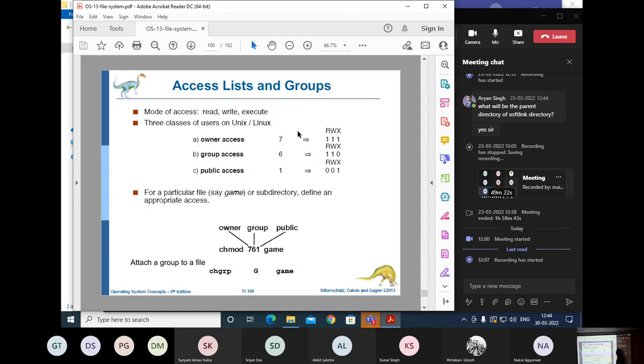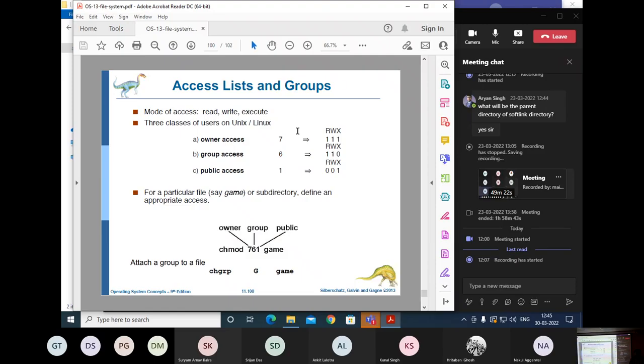Essentially, how would you write it? If you do an ls -l or something, you would actually see these types of bits, like RWX. So you just append them: first owner, then group, then public. What should the owner do? It can read, write, and execute. Group can read and write, but not execute. Public cannot read, cannot write, cannot execute. That's a sample policy that you can specify.